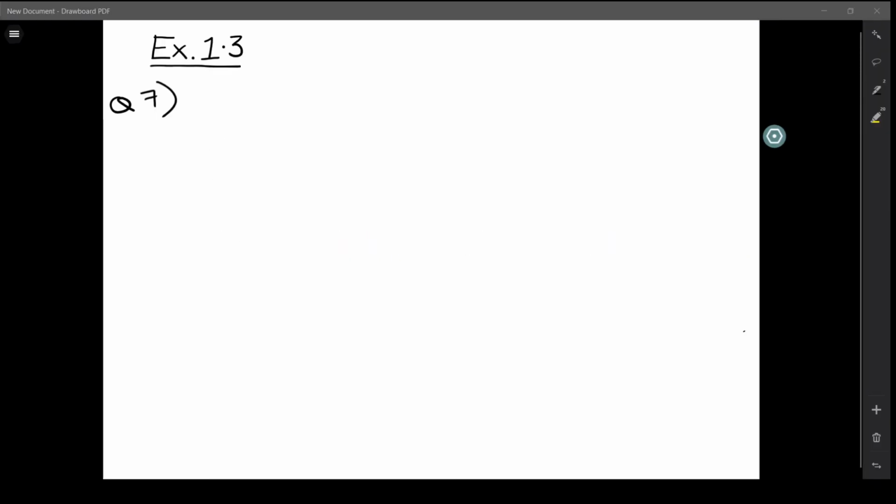Now we come to the next question, which is question number 7. It's asking us to write 3 numbers whose decimal expansions are non-terminating and non-recurring. So essentially, irrational numbers in the form of their decimal expansions. Sure, and it's pretty easy to do that. All we need to do is find a pattern which is non-terminating and non-recurring.